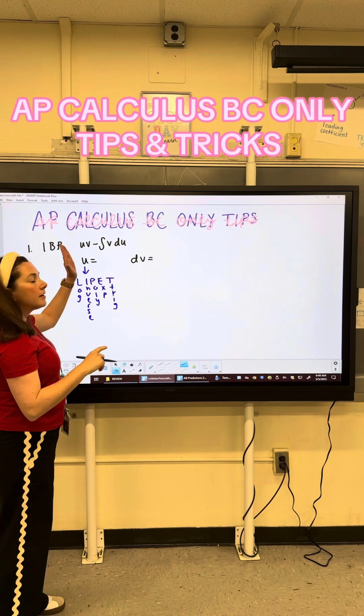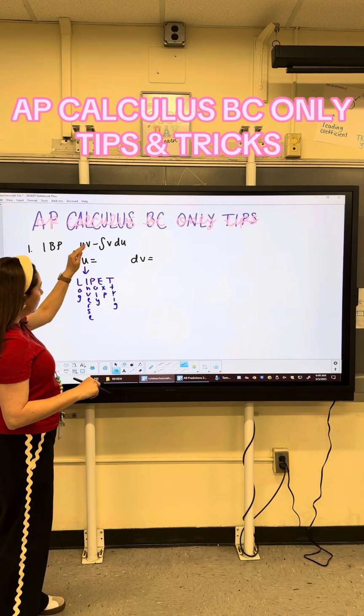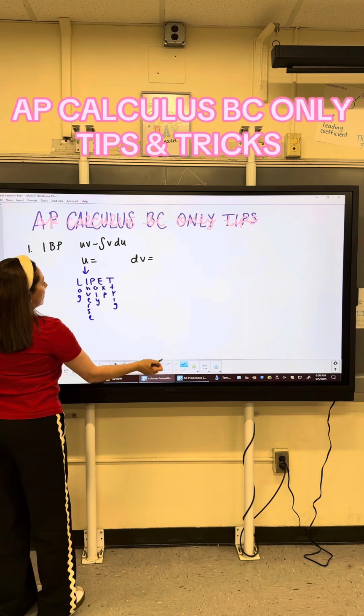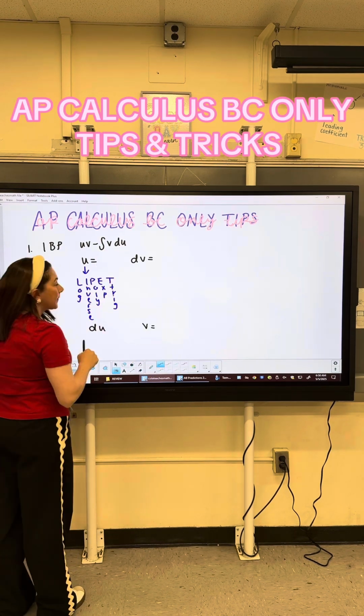If there's a log, then u is the log. If there's no log, see if there's an inverse trig, and so forth. And then underneath, you can set up du and v and plug it in.